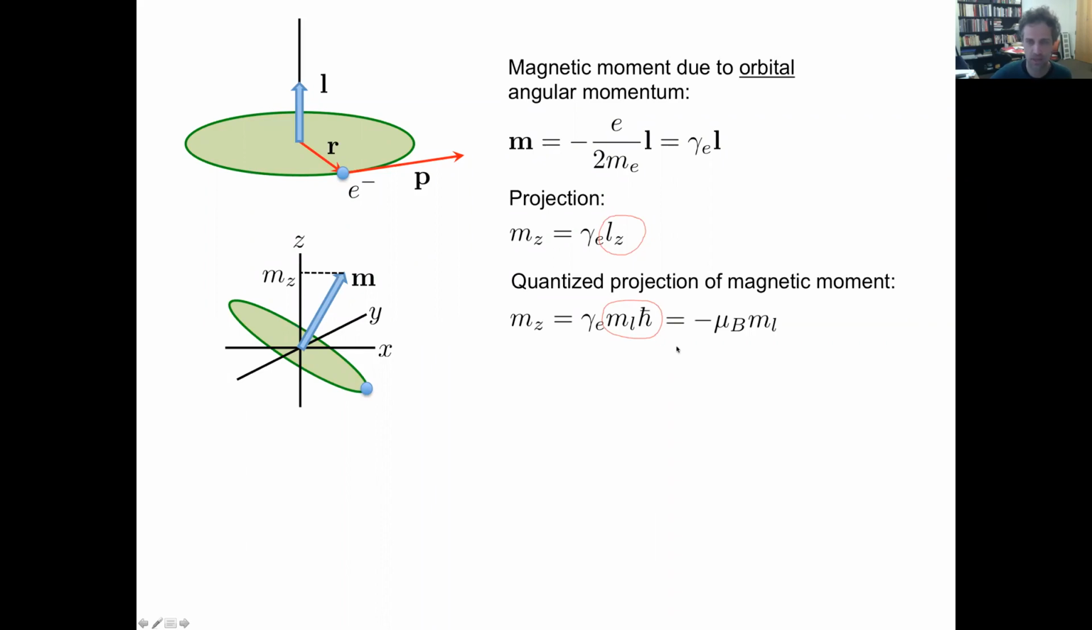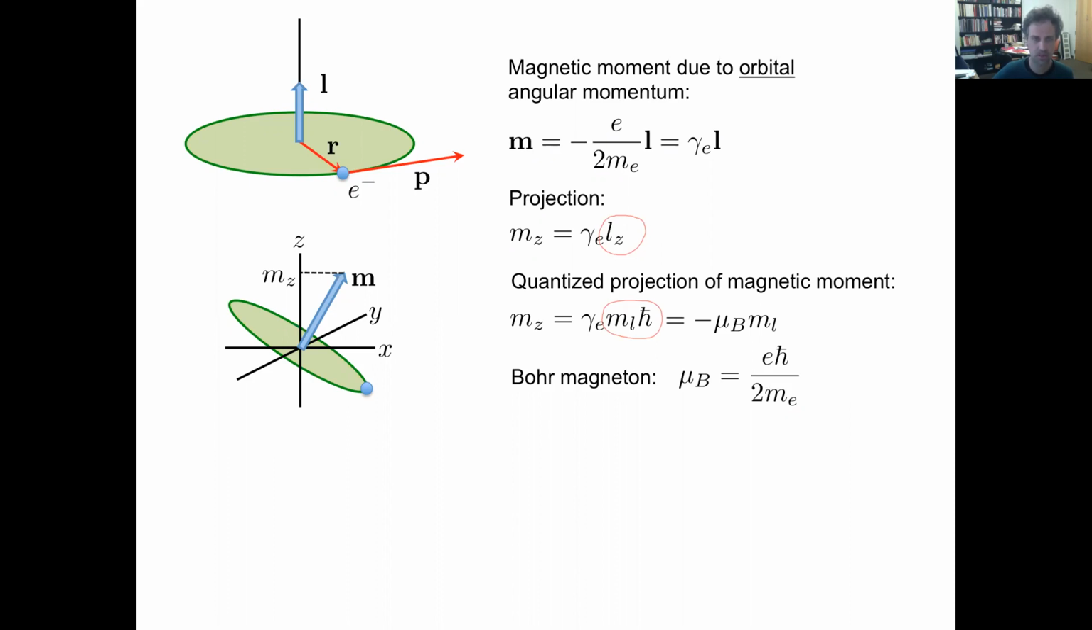All right, and we can take these two quantities together, the gamma e and the h bar, and we call that minus mu b. Mu b is just a new constant that we defined that is proportional to gamma e times h bar, and that is defined as the Bohr magneton. So the Bohr magneton tells us the relation between the projection of the orbital angular momentum on the z-axis and its magnetic moment on the same axis.